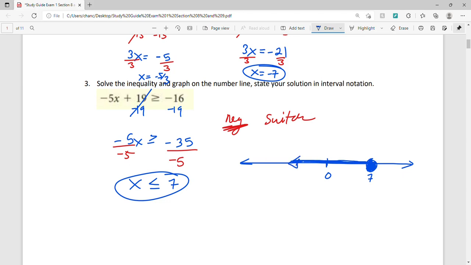And this is our graph on the number line, and we'll state our interval notation. The graph goes forever towards the left, so that's negative infinity. And it goes to 7. It includes 7, so we'll use a square bracket. Since it's a closed circle, we'll use a square bracket.